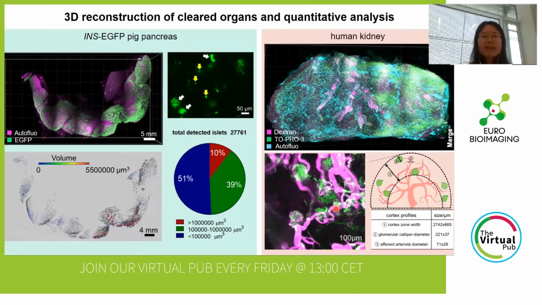And next, we want to try to image some intact organs and also do some quantitative studies. Here I show two examples. On the left is the EGFP pig pancreas. In this transgenic pig line, the beta cells express EGFP. After the whole process of labeling, we imaged it with the very large-size prototype light sheet fluorescence microscope.